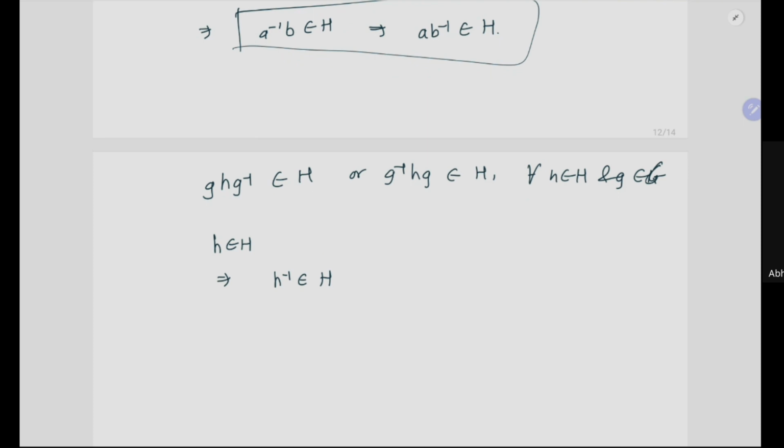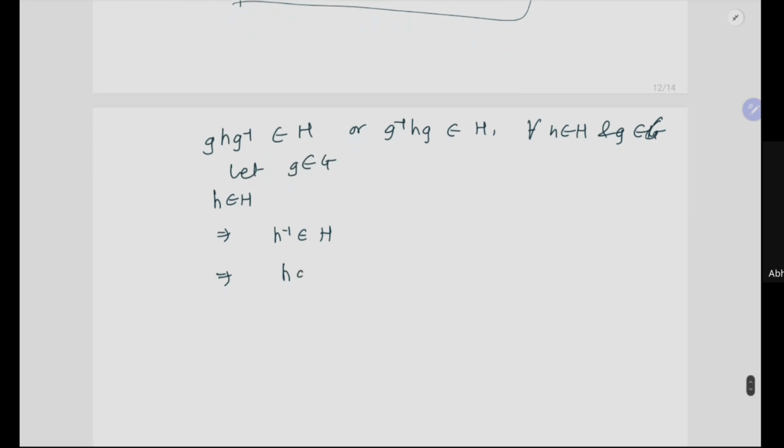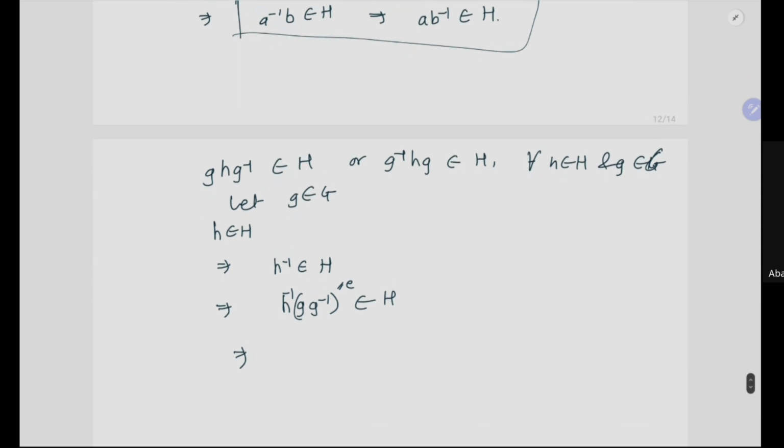Then after this, what I can write is, let G be anything. Let G be in G. Then for this G, I can write G inverse belongs to H, right? This is true. This is just identity. So H inverse times identity belongs here. And then using associativity of the group, I can write this.